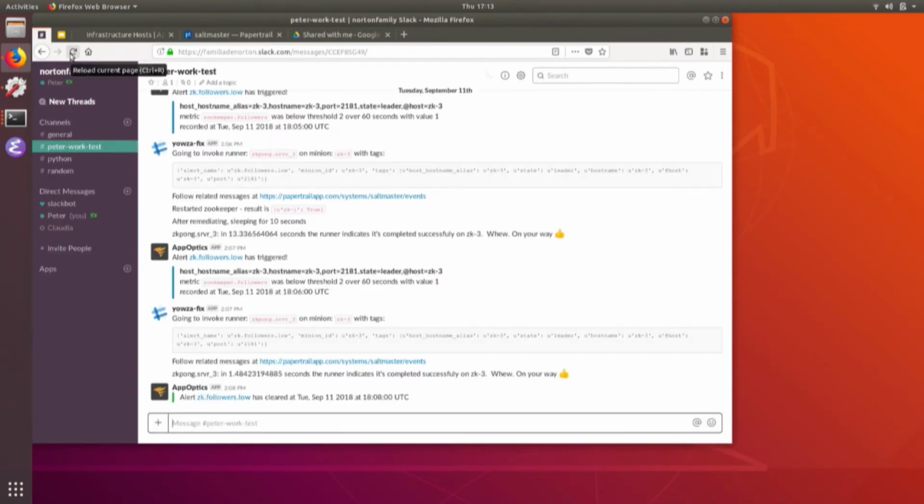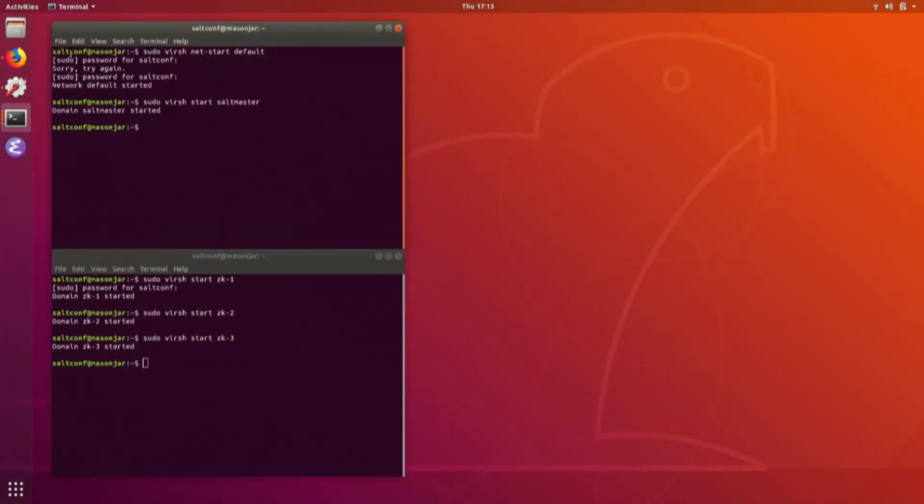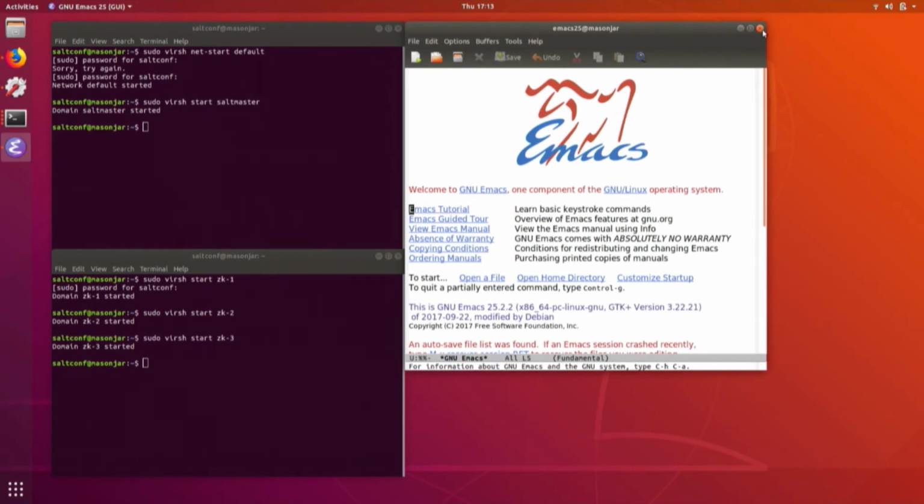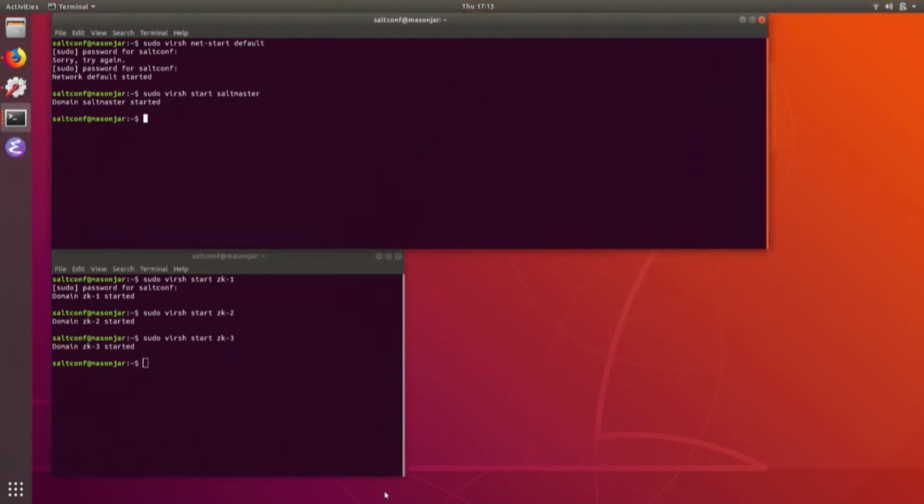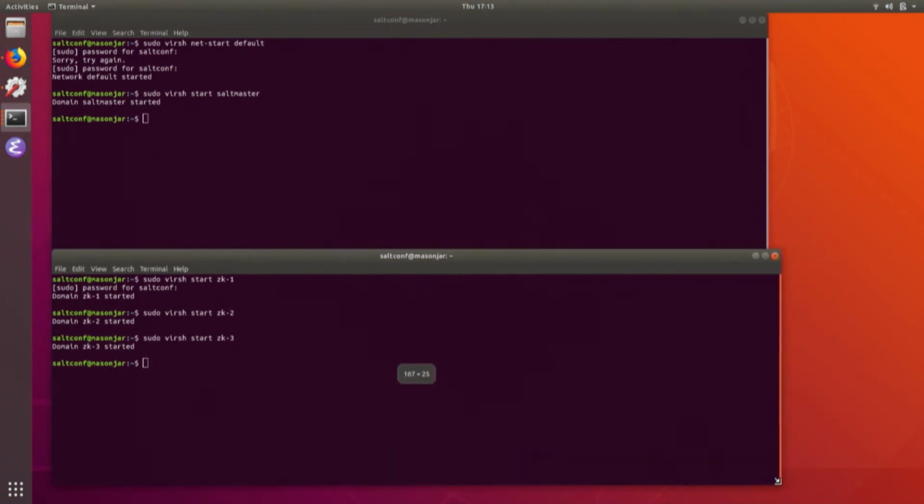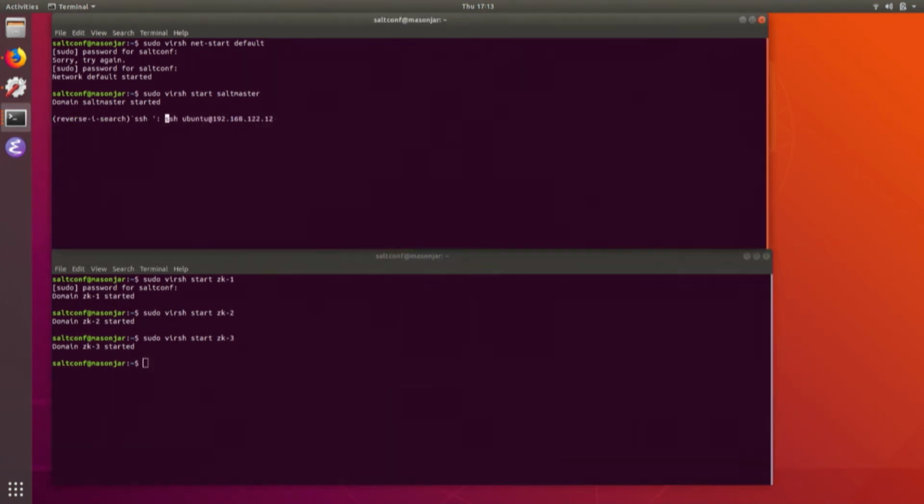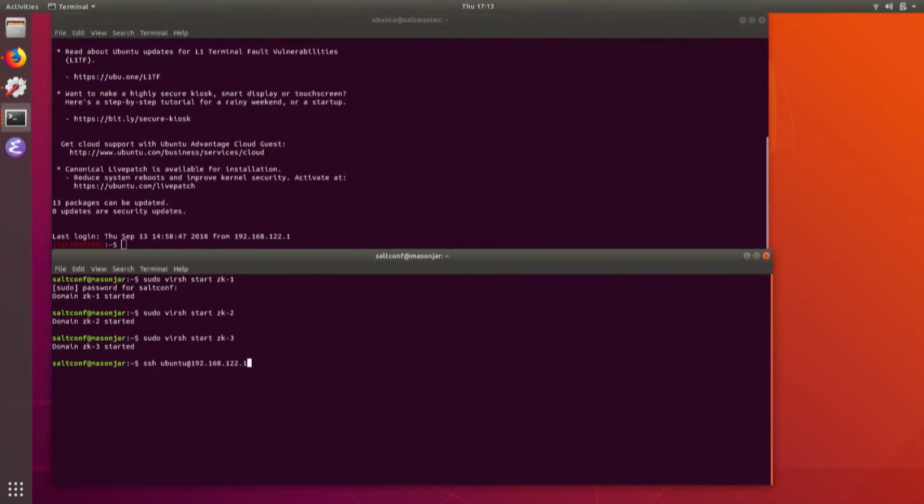All right, so what I've got here is a 3-node Zookeeper cluster running in VMs. So let me, oh gosh, you know, when I restart I was gonna do this, but let's not. Woohoo, winging it. So let's just SSH into the Saltmaster, and let's SSH into one of the minions.